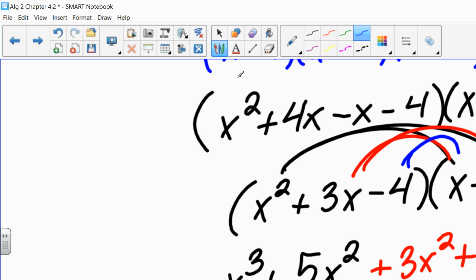And then lastly, we can do the same thing with negative 4. Negative 4 times x is going to be negative 4x. And negative 4 times 5 is going to be negative 20.